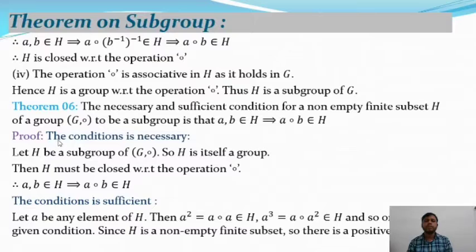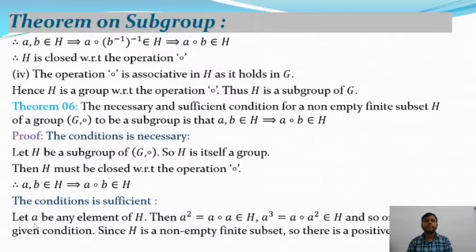So here is the proof of the above theorem. First we are going to prove the necessary condition. That means let H be a subgroup of G composition, then we will prove that A composition B belongs to H. You know H is a subgroup of G composition, so H is itself a group, and H must satisfy the closure property as well as the associative property. So if it satisfies the closure property with respect to the operation composition, then A, B belongs to H implies A composition B belongs to H. This is the proof of the necessary condition, and after that we will prove the sufficient condition.